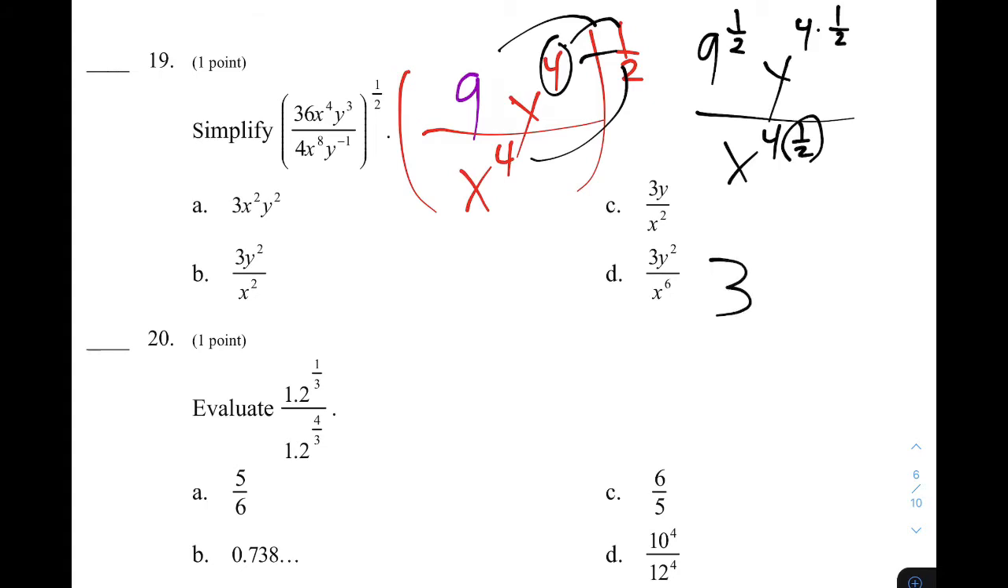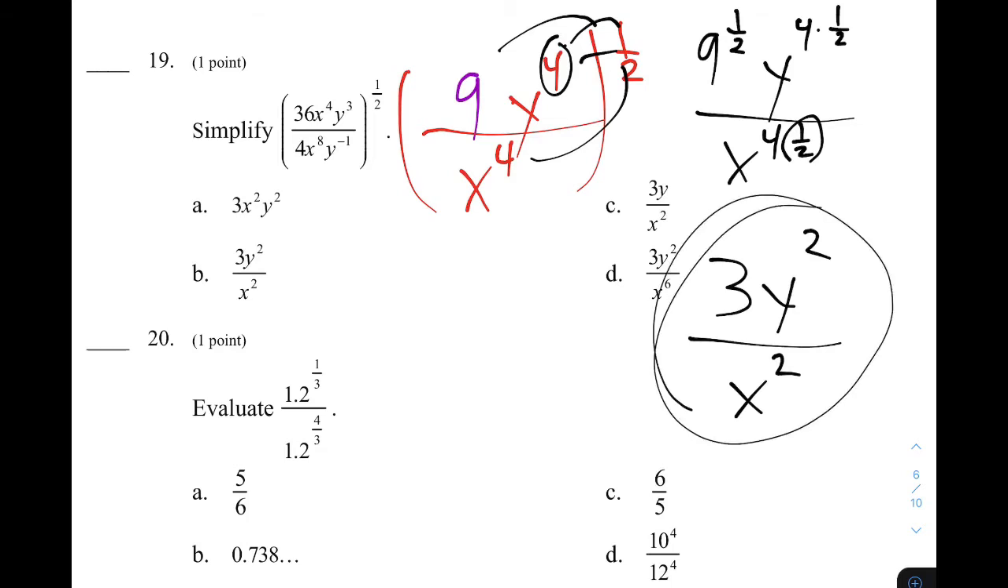Y to the, what's 4 times a half? It's just 2. Y squared. And on the bottom, same thing. 4 times a half is just 2. So that's x squared. So here I've got 3y squared over x squared. I can't get any nicer than that. And that is B.